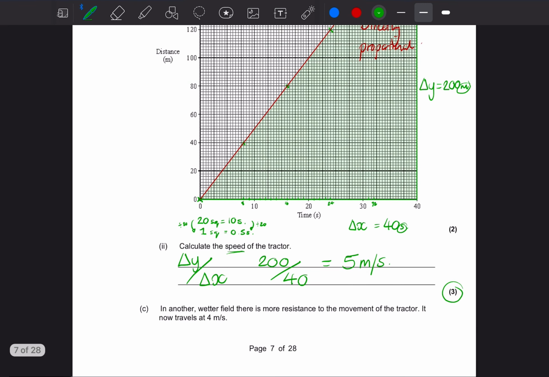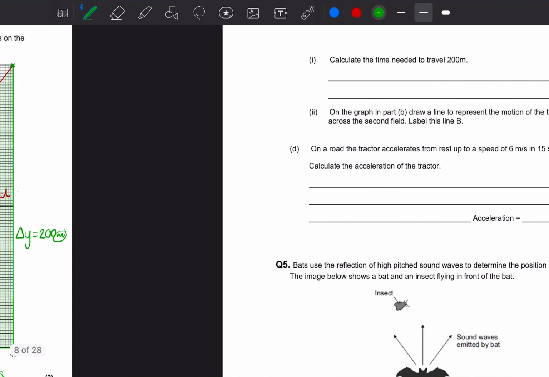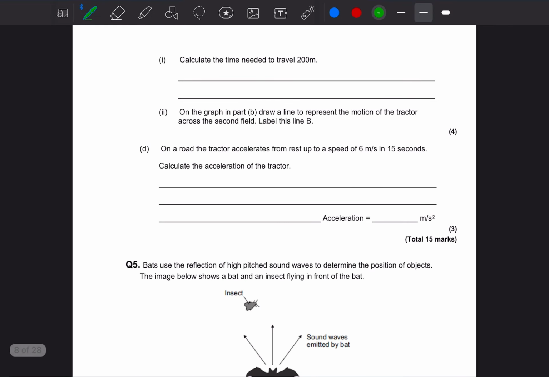In another wetter field, there is more resistance to the movement of the tractor. It now travels at 4 meters per second. All right, so that's actually giving you a bit of a hint here, in that your answer to part B should be higher than 4, because if your answer is lower than 4, then this sentence wouldn't make any sense. So there's more resistance now, so therefore the tractor's going to slow down, which it has, to 4 meters per second. Calculate the time needed to travel 200 meters.